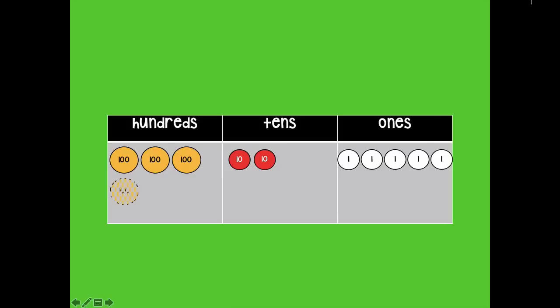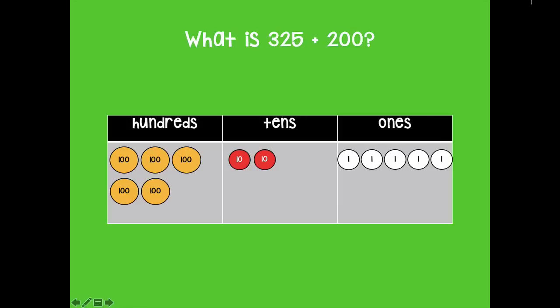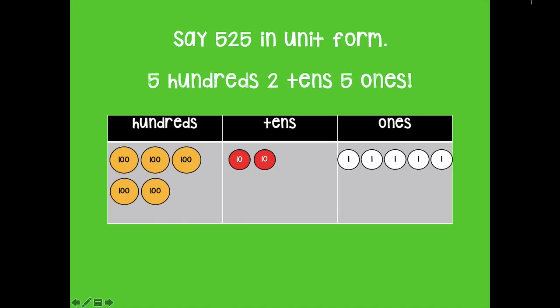All right, friends, here's 2 more hundreds. 1, 2. So how many hundreds, tens, and ones do we have now? Yeah, we have 5 hundreds, 2 tens, and 5 ones. So what is 325 plus 200? Yeah, it's 525, right? Because that's just what we modeled. So say 525 in unit form. So, right, remember unit form: hundreds, tens, and ones. Yeah, so we would say 5 hundreds, 2 tens, 5 ones.